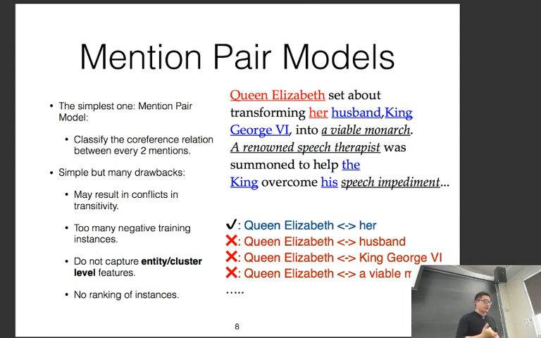And second, it can have a lot of conflicts when you make individual decisions. For example, you decide that 1 is coreferent with B, 1 is coreferent with 2, and 2 is coreferent with C, but 1 is not coreferent with C. Then you have a problem of which classifier you trust. It's not very trivial to solve that problem.